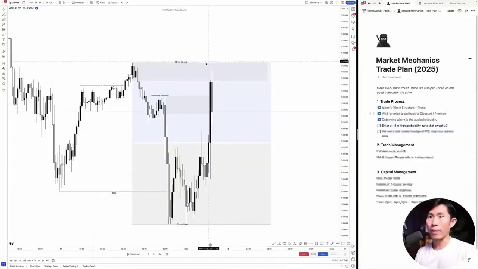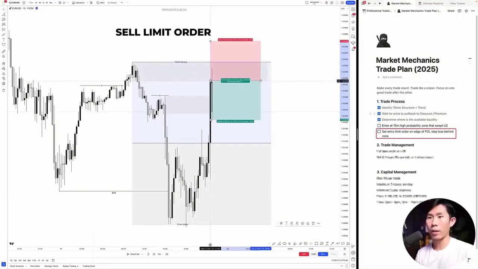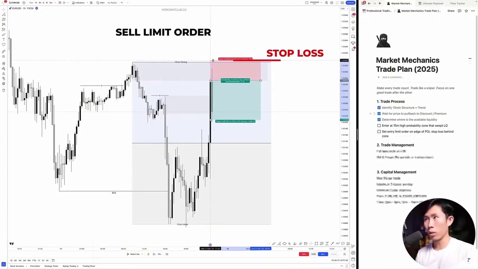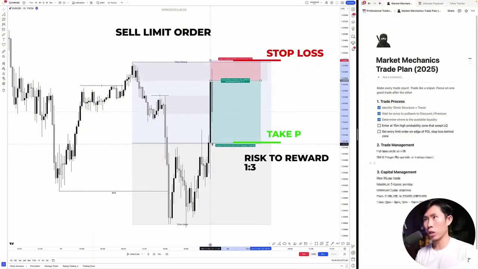So the minute price enters into the 15-minute high probability zone that swept liquidity, what you could have done is place a sell limit order right here at the edge of the zone itself. And then in that case, you will place your stop loss above the zone. And then for your take profit, you just place it at 3R, right? So you target 3R just like this. Very, very simple trade, right?